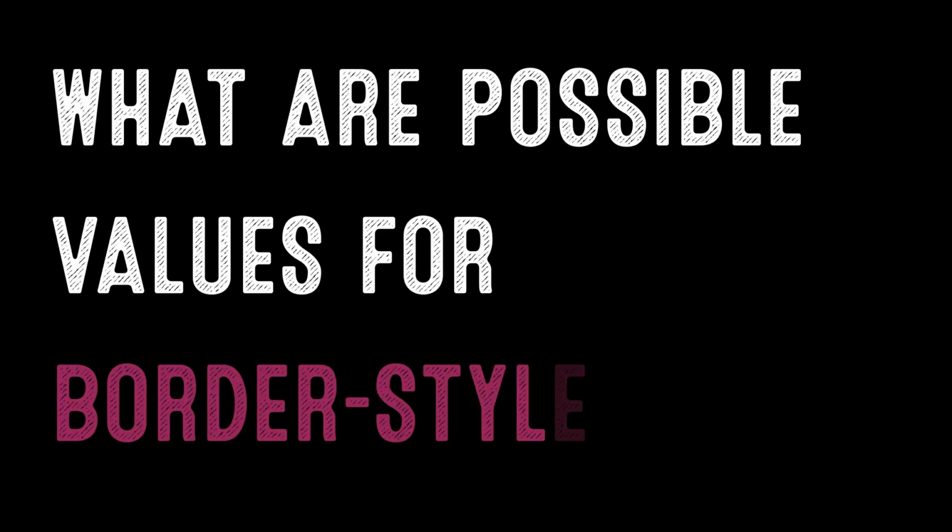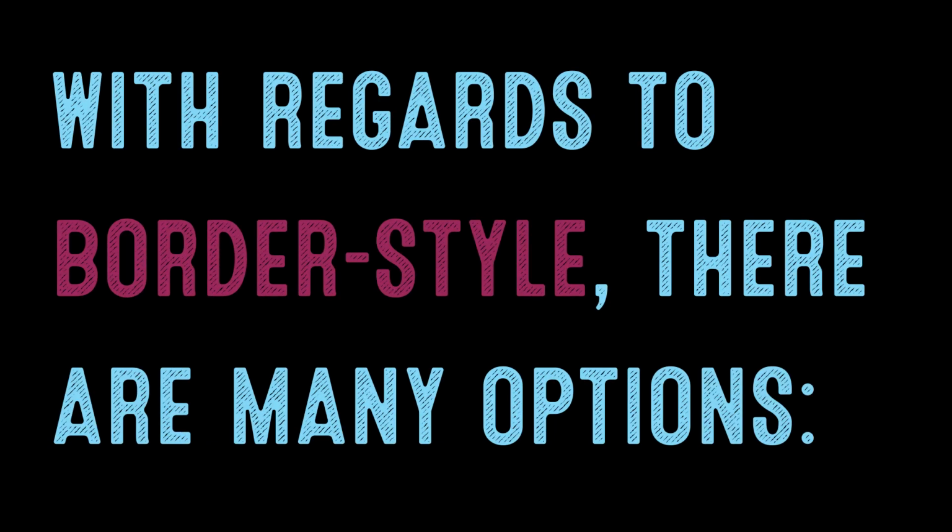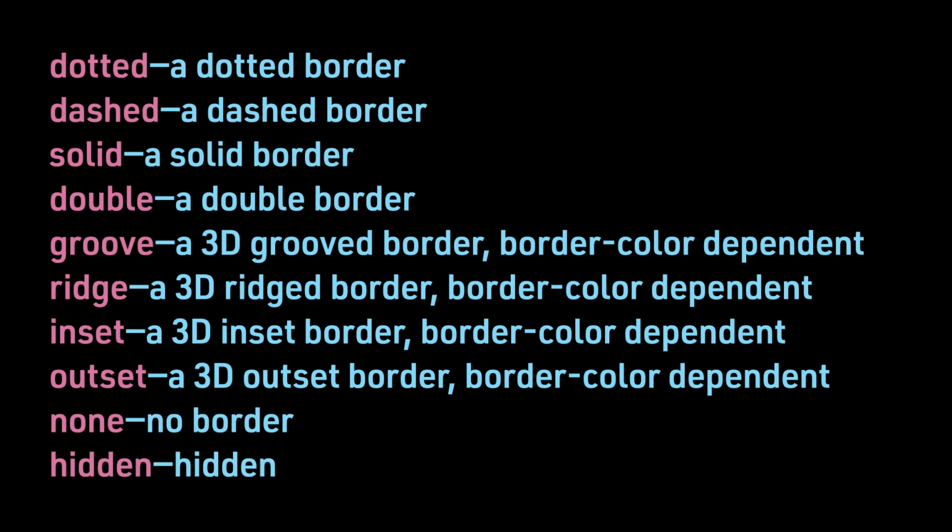What are the possible values for border style? With regards to border style, there are many options. A dotted border, a dashed border, a solid border, a double border, a 3D groove border that depends on the border color, a 3D ridged border that depends on the border color, a 3D inset border that also depends on the border color, and a 3D outset border that depends on the border color. No border, or a hidden border.